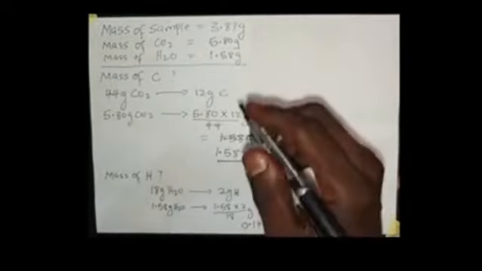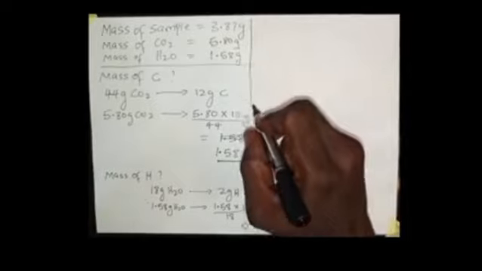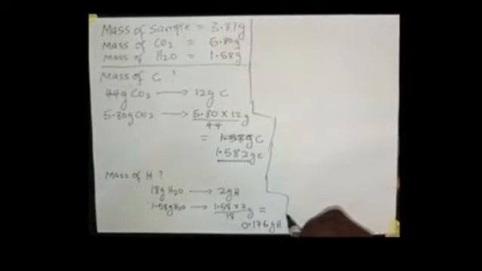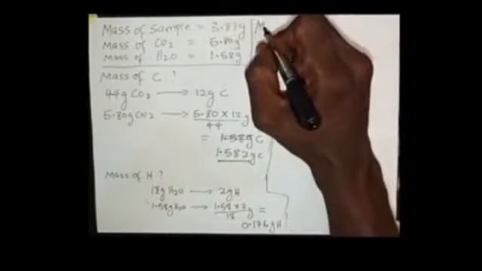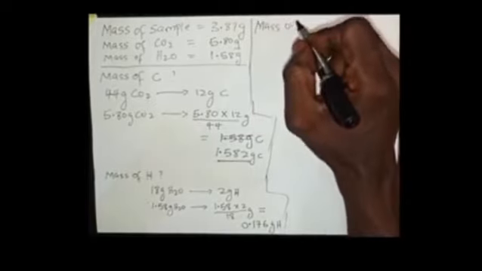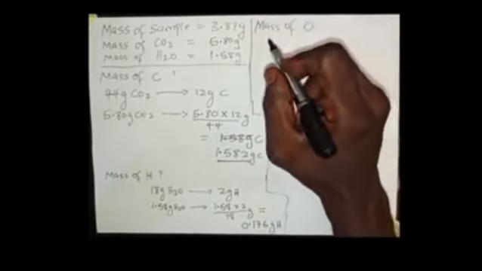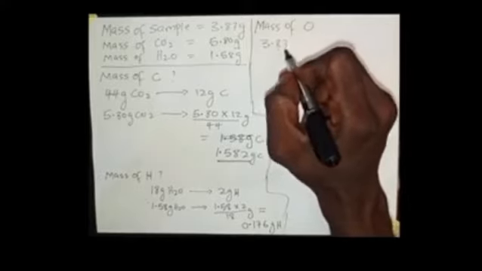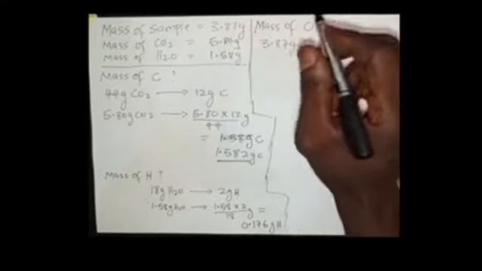Now let's do that together. Let me divide this paper into 2. Let's do that together. So I can say that the mass of oxygen here is going to be 3.87 grams, which is the total mass.